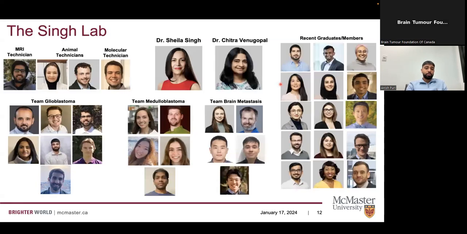All of this work is done with the great help of everyone in the lab. In our lab, we have 3 teams: Team Glioblastoma, which is what I'm a part of, Team Medulloblastoma, and Team Brain Metastasis. There was great help from my supervisor, Dr. Sheila Singh, and the senior research associate in the lab, Dr. Chitra Venugopal, who really helped me troubleshoot any issues that occurred during my time conducting this project.